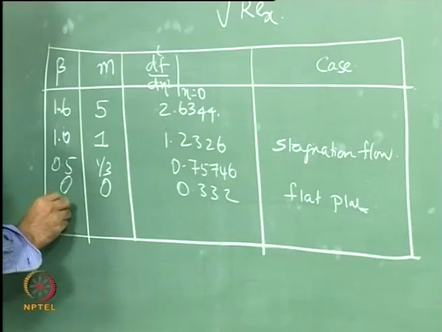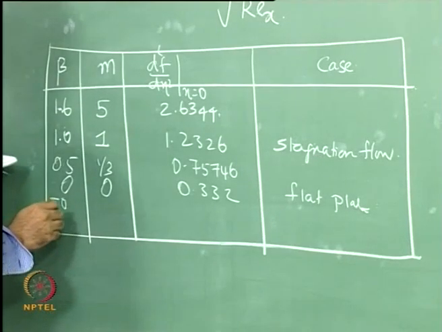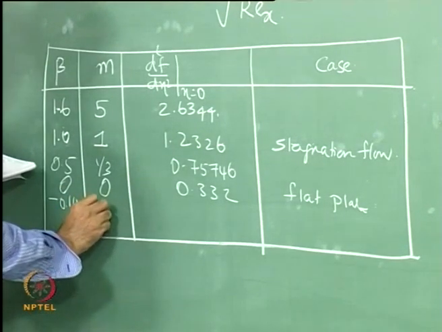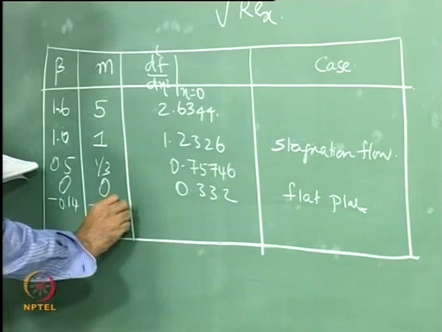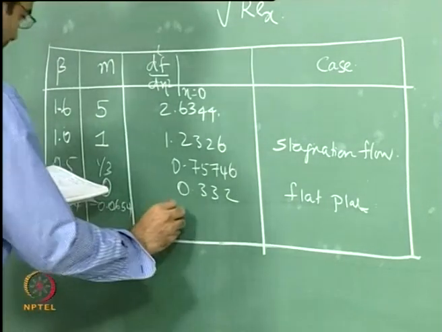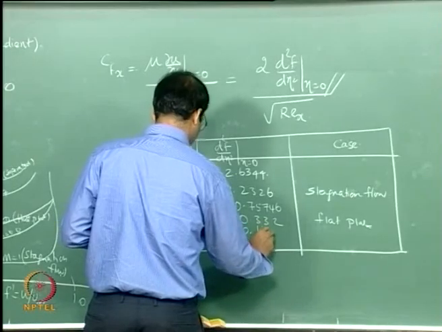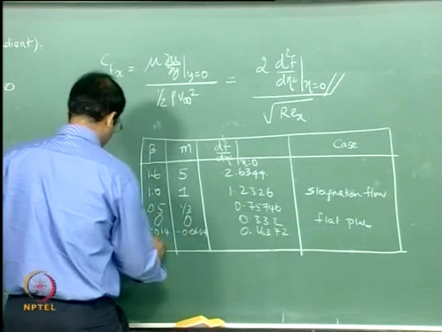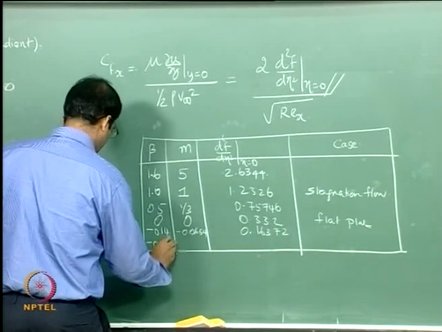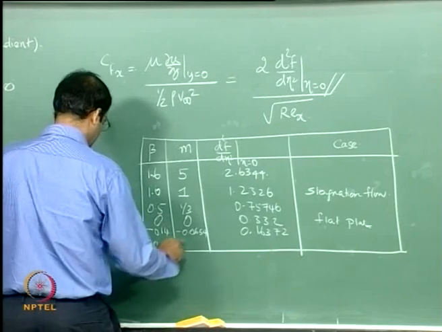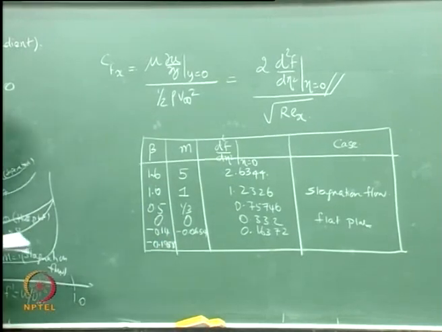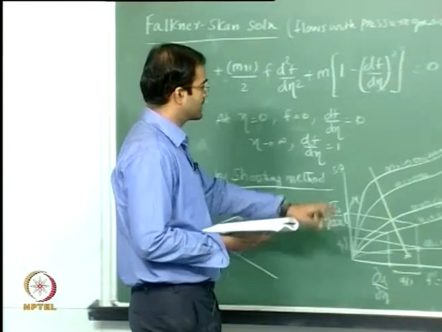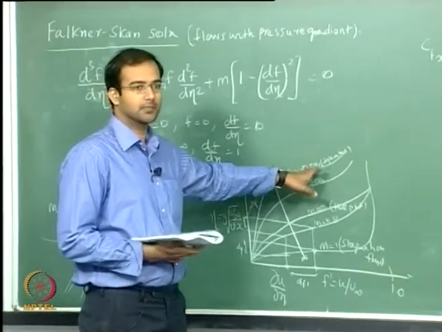And 0.14, the corresponding value of m will be minus 0.0654, and the corresponding value is 0.16372. Okay, and finally minus 0.1988. Okay, corresponding value of m, can you guess what is the corresponding value of m? Minus 0.091. Okay, that is this particular case that we have.